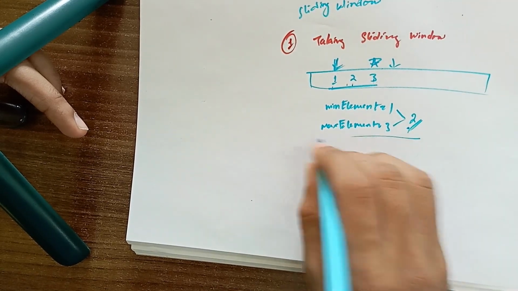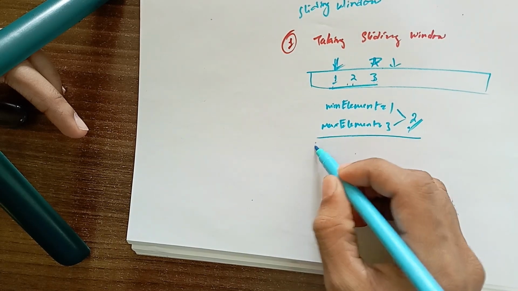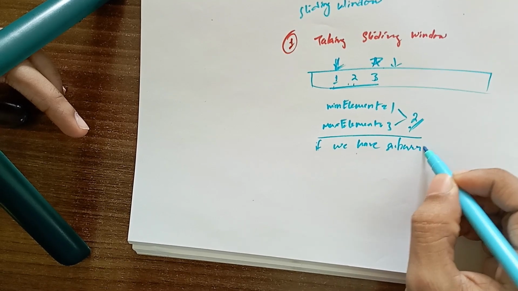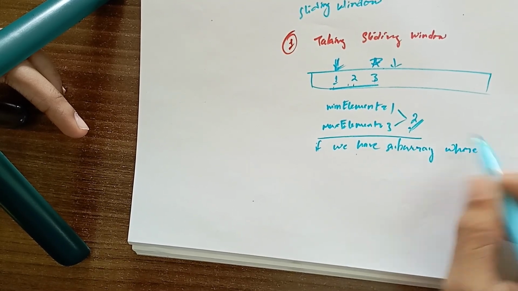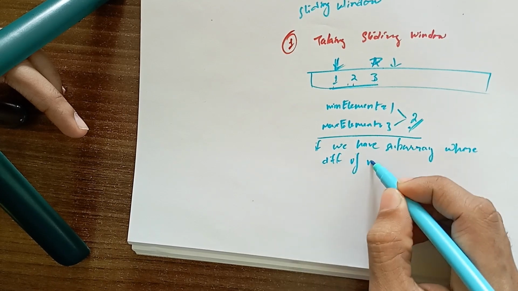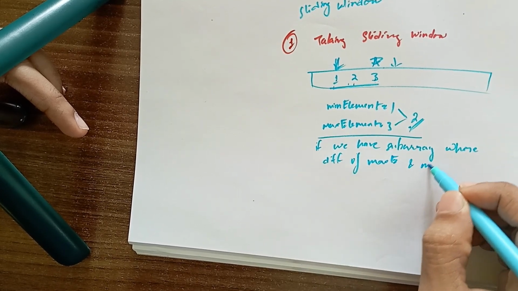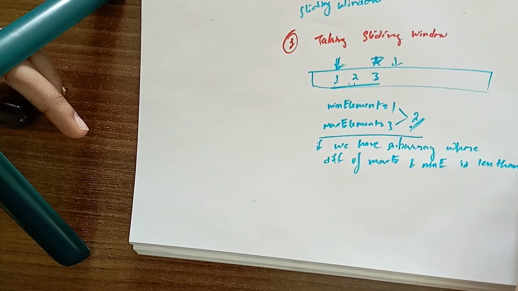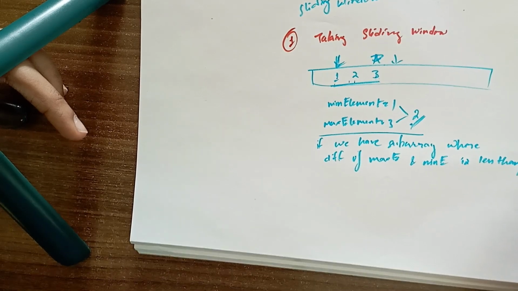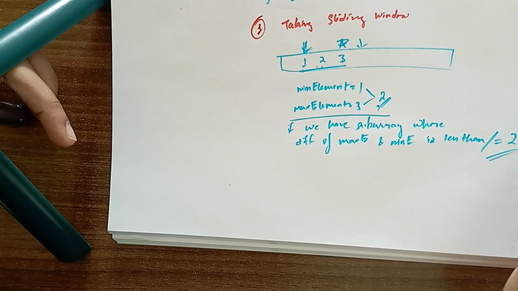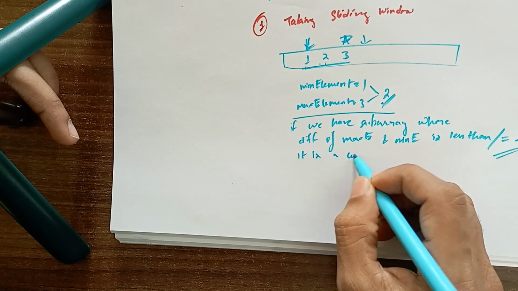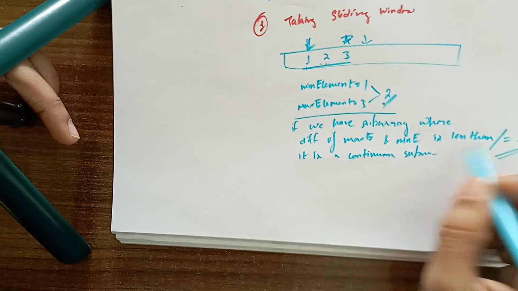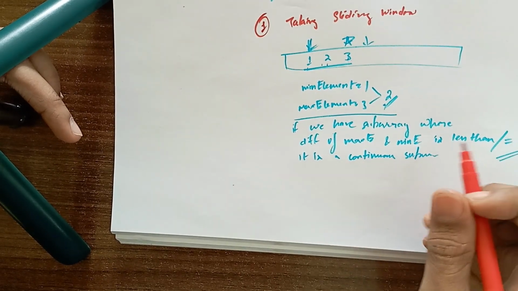So, the thing is, if we have a subarray whose difference of maximum element and minimum element is less than or equal to 2, then it is a continuous subarray. But what is the problem with this one?